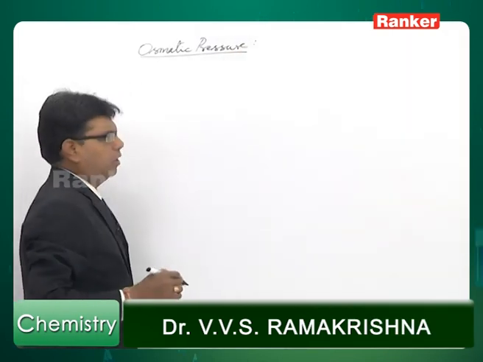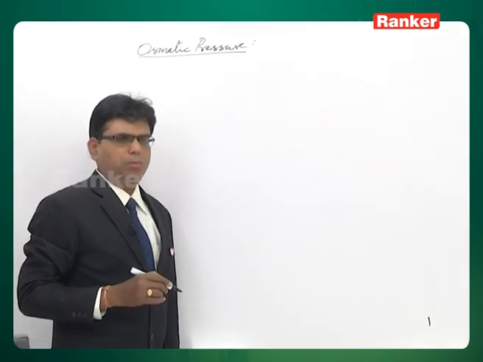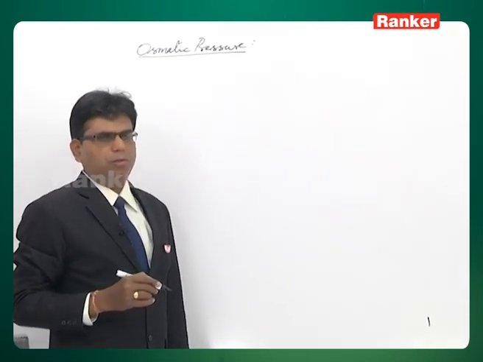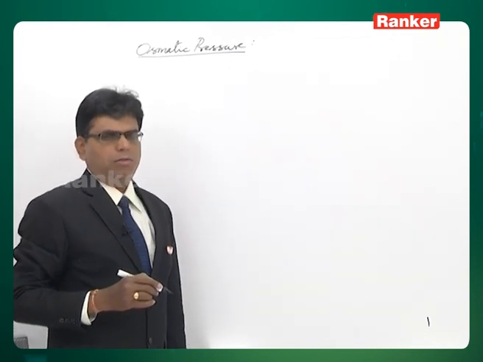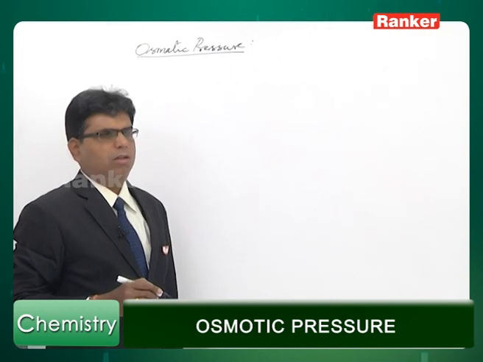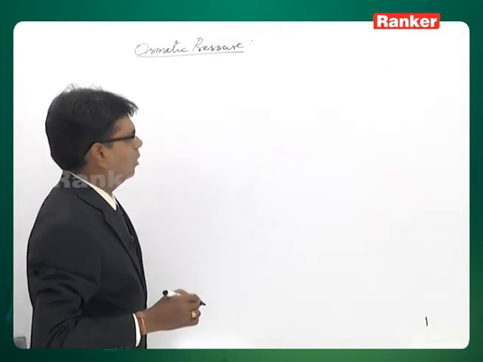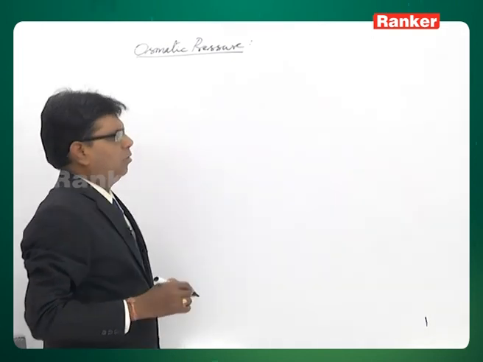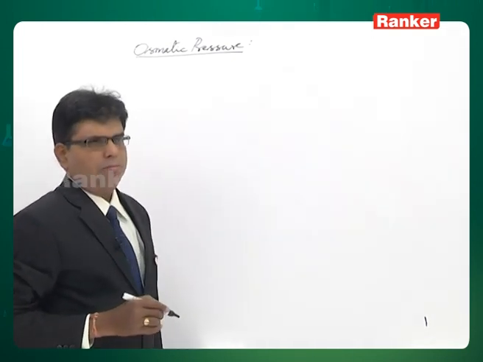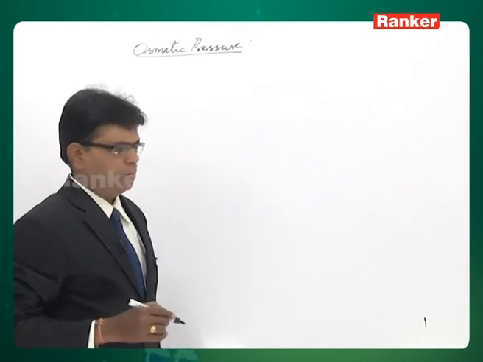The osmotic pressure is another colligative property, the last one out of the 4. The first 3 have been discussed in the earlier classes. Now, the 4th one, that is osmotic pressure, which is another colligative property. To know what is osmotic pressure, first we should know the process of osmosis.